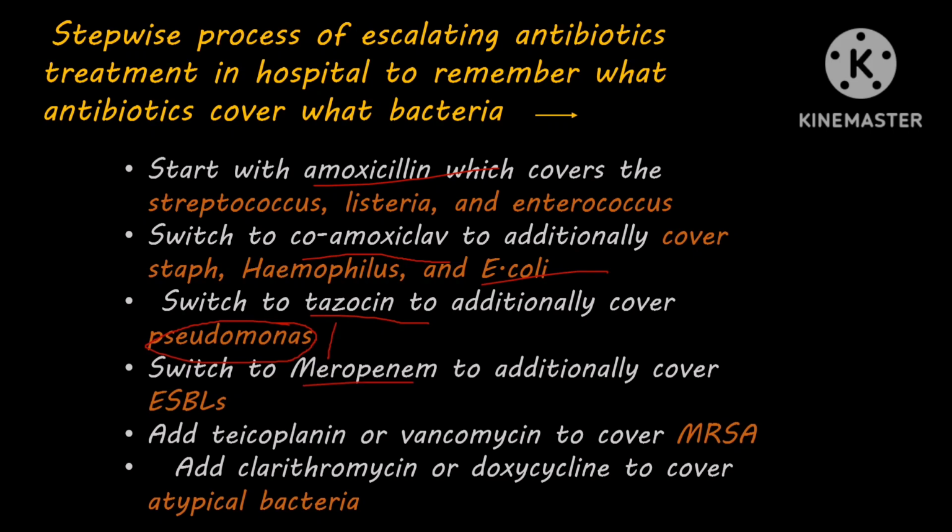Next is meropenem, which is going to cover ESBL type bacteria, that is, extended spectrum beta lactamase producing enzymes, found in Escherichia coli and Klebsiella bacteria. These two types of bacteria produce extended spectrum beta lactamase enzymes. Teicoplanin and vancomycin are going to cover MRSA.